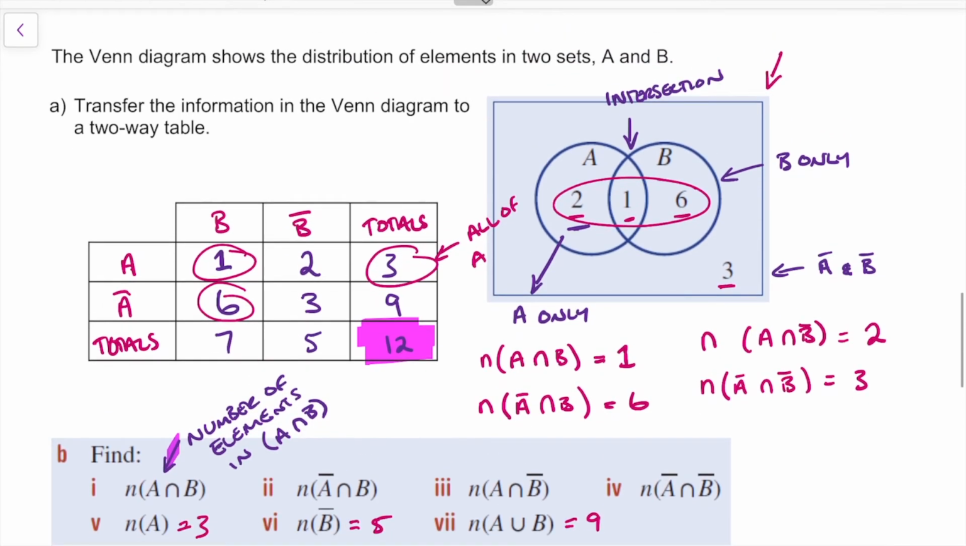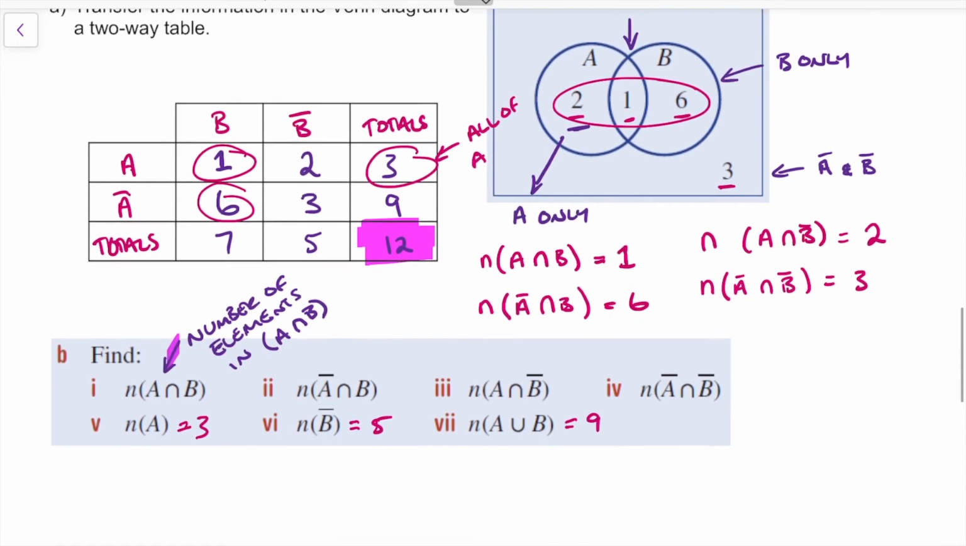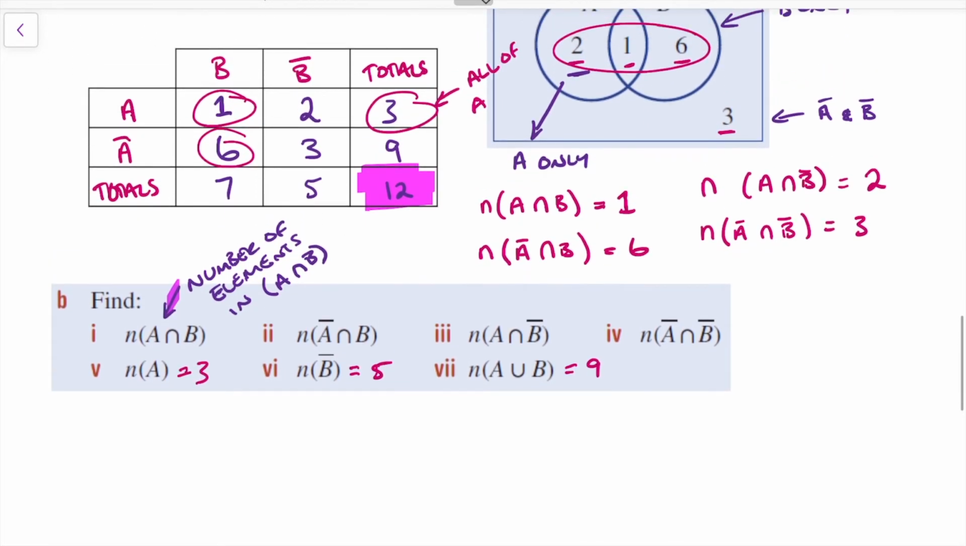So that's how they all work. Now, in terms of the actual probability, let's use this Venn diagram to find the probability. Okay, I want to find the probability of A intersection B. I want to find probability of A intersection B.